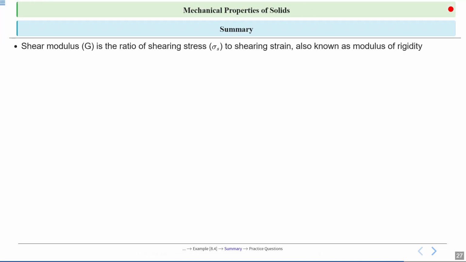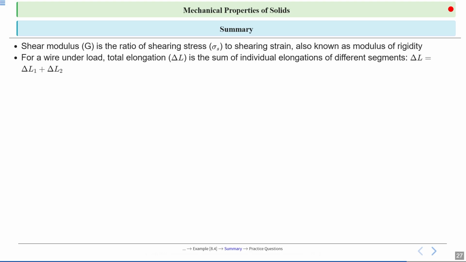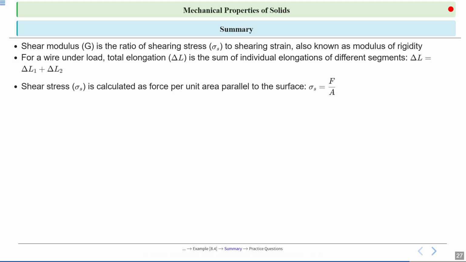Students, now we are discussing the summary. Shear modulus is the ratio of the shearing stress to the shearing strain, also known as modulus of rigidity. For a wire under load, total elongation is the sum of the individual elongations of the different segments: delta L is equal to delta L1 plus delta L2. Shear stress is calculated as force per unit area parallel to the surface. It is sigma S is equal to F by A.